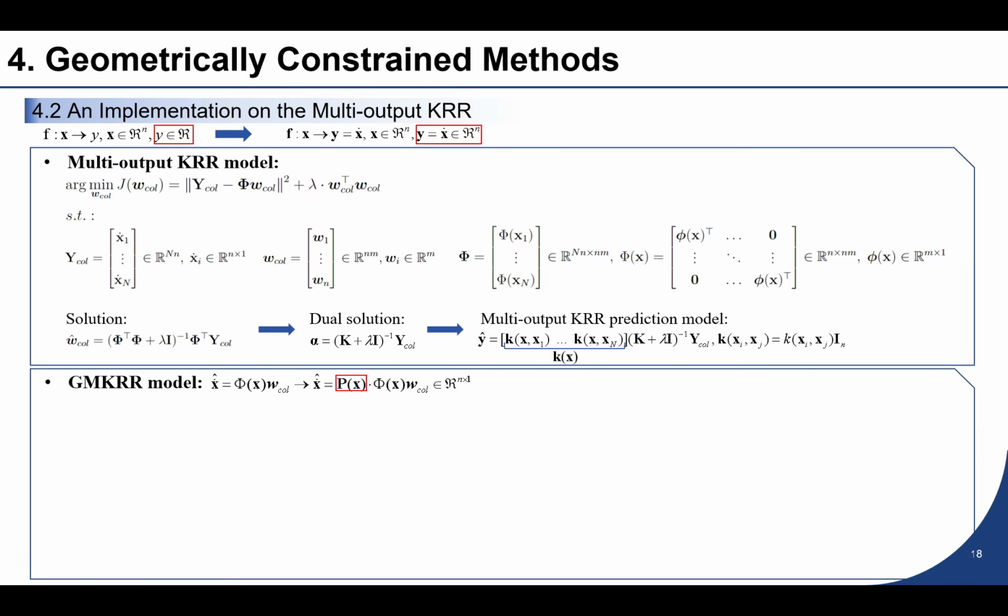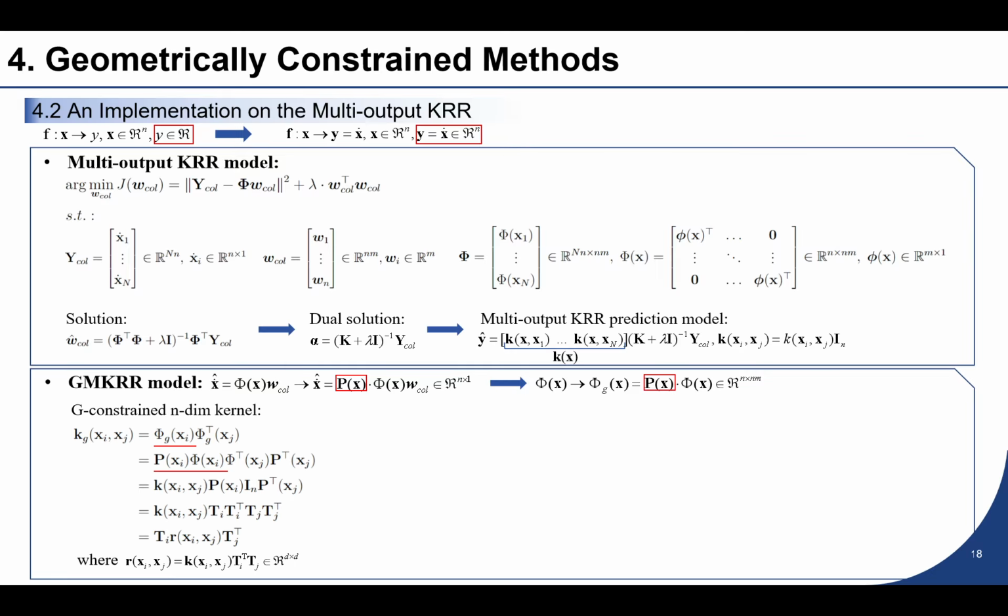Next, we introduce the geometrically constrained extension, denoted as the GMKR. The key idea is to enforce that the learned vector field lies in the local tangent space of the data manifold. This is done by inserting the projection matrix P into the feature mapping, which effectively modifies the kernel into a geometry-aware kernel. As a result, the original kernel K is replaced by a geometry-constrained kernel, which incorporates the tangent bases Ti and Tj at the corresponding samples.